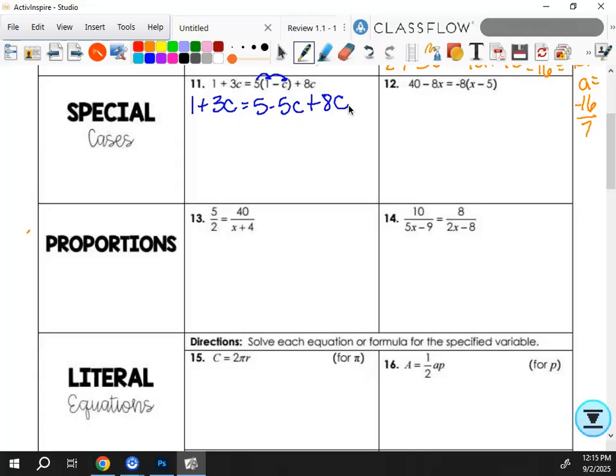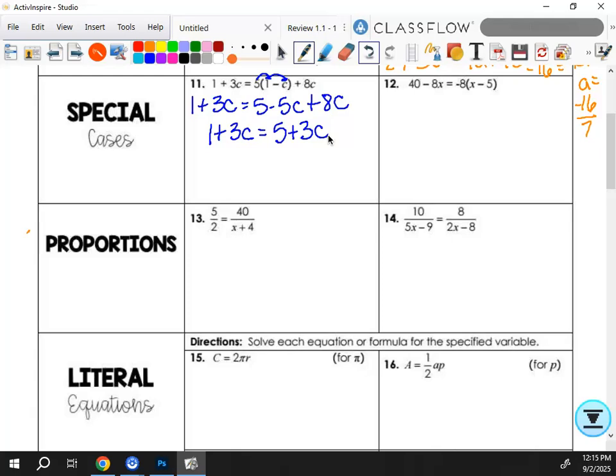Then I would for sure suggest that before you move anything else that you actually combine like terms, so that we get 1 plus 3C equals 5 minus the 5 plus 3C. I'm sorry, my God. I should just stop.